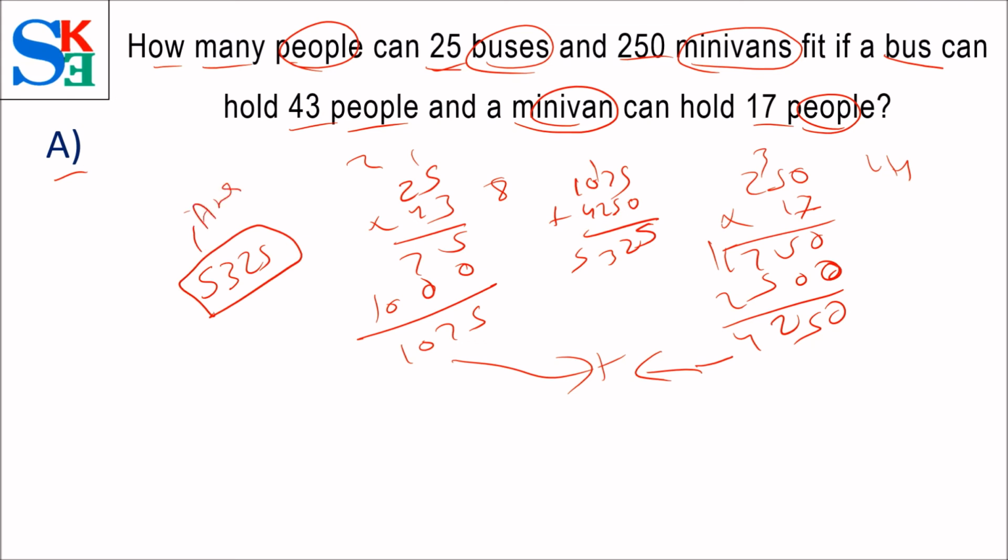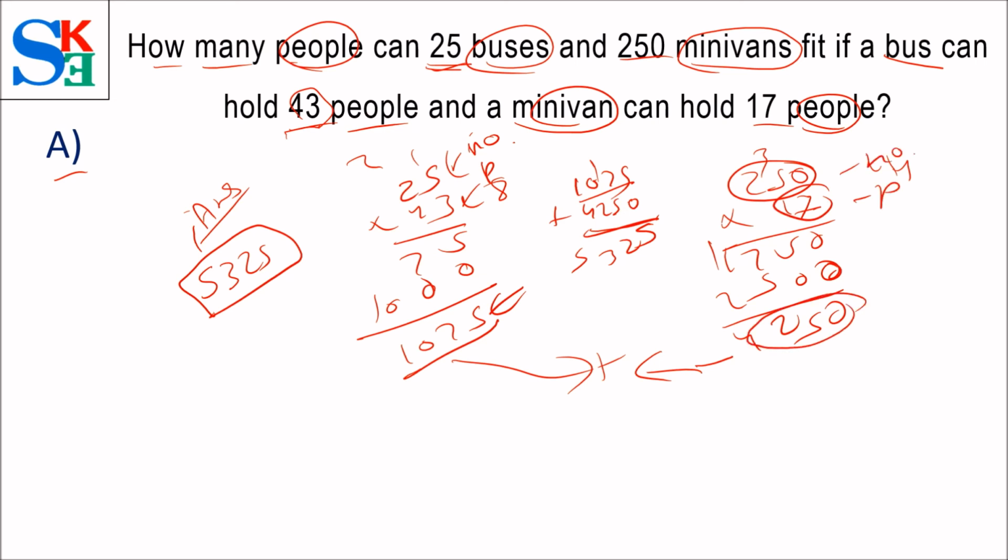Now I went through this pretty quickly. So all I did: 25 buses. One bus can fit 43 people. Very good. 25 multiplied by 43. This is the passengers. What did I get? I got 1075. Now add the number I got from the minivans. 250 minivans, 17 passengers. Multiply them together, 4250. And I just add them together, and I got my answer. So I hope you understood question A.